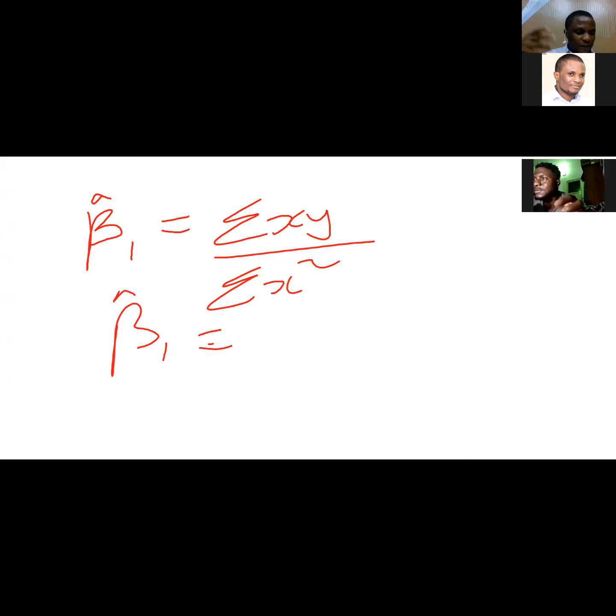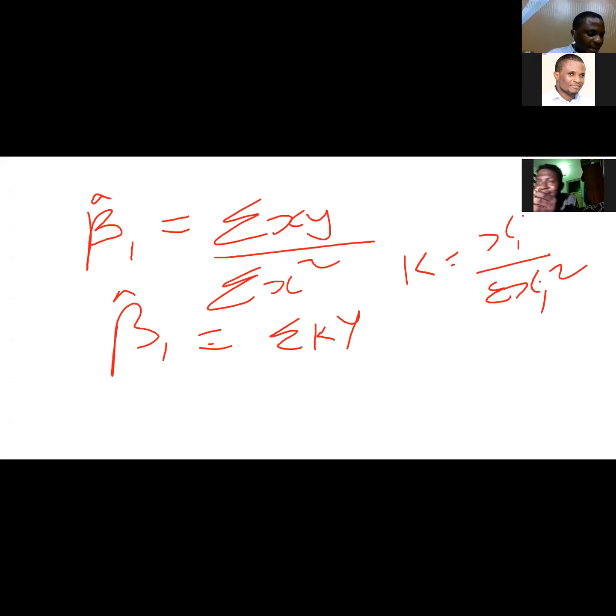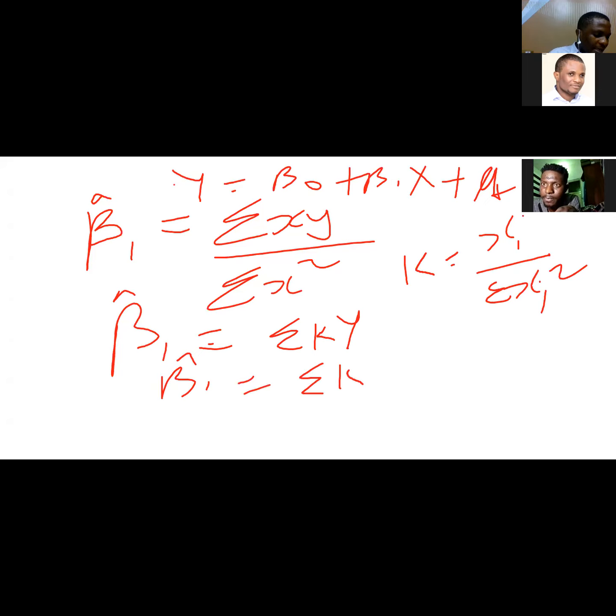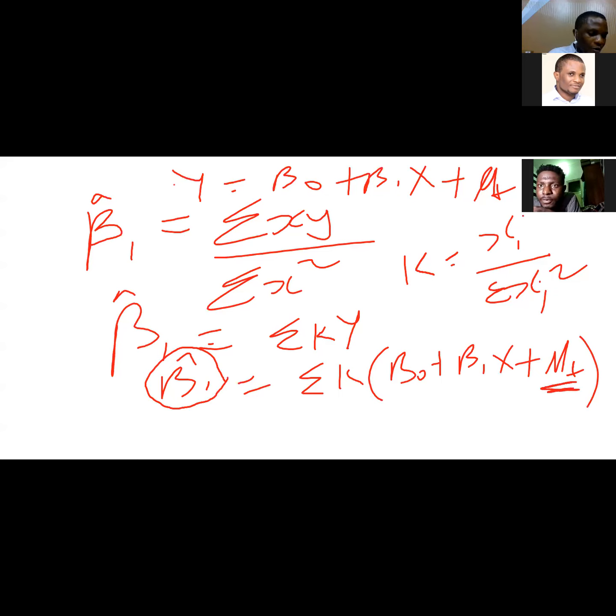If you remember in your derivation, you get to a point where you have summation ky, where k is equal to xi over summation xi squared. And remember that y is equal to beta 0 plus beta 1 x plus error term. That means your beta 1 hat should be equal to summation k times beta 0 plus beta 1 x plus error term. In this scenario, your beta 1 hat, which is your estimator, is a linear function of a random variable, mu t. That particular assumption will still hold even when there is heteroscedasticity.